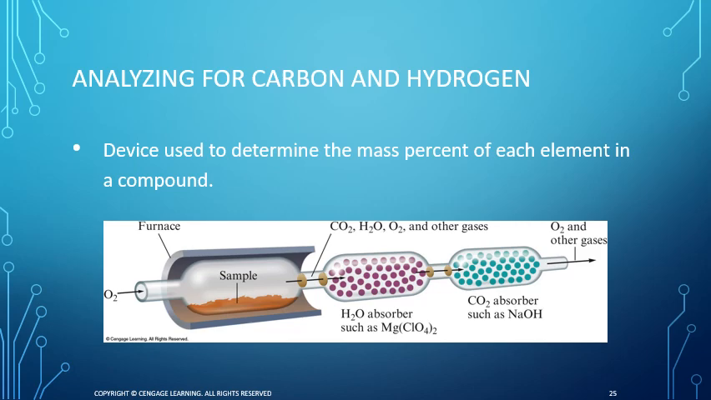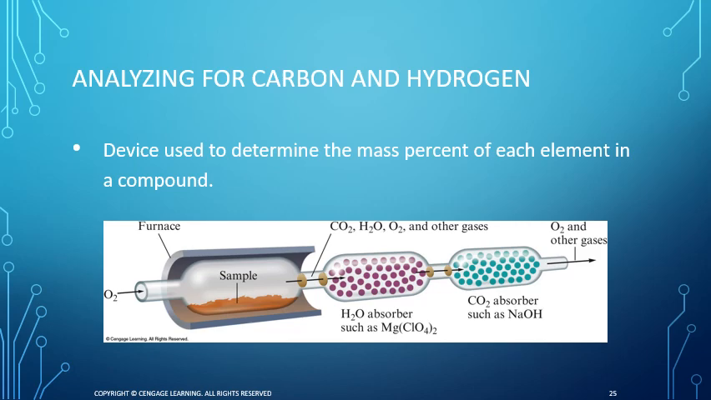When that hydrocarbon burns, it is going to create carbon dioxide, water vapor, and other gases. As it passes through these next two chambers, they're unique in reacting with specific gases. The magnesium perchlorate in the first chamber absorbs water. Any water vapor that passes through this chamber reacts with the magnesium perchlorate and is absorbed. So they can take a measurement of the before and after mass of chamber 1, and that will tell how much water was released during the combustion process.